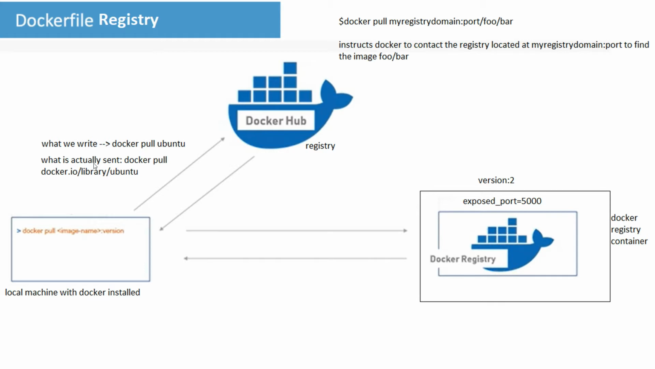But what exactly is being run in the backend is docker pull docker.io/library/ubuntu. This is the full command which is being executed, but docker pull ubuntu is a shortcut.